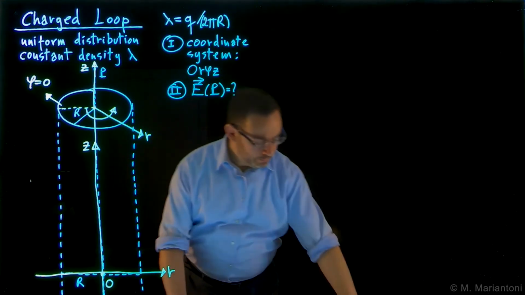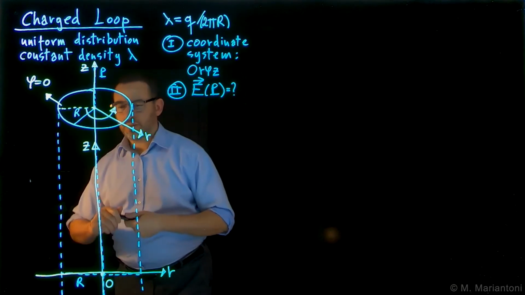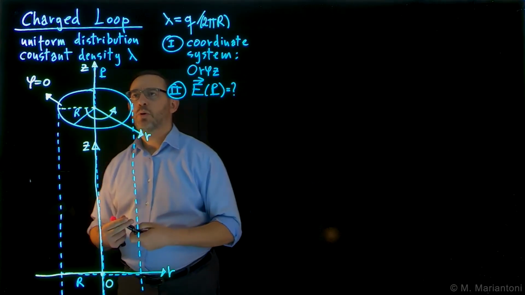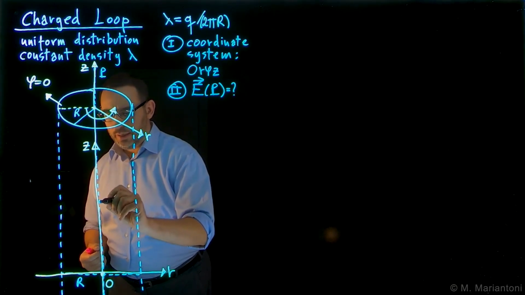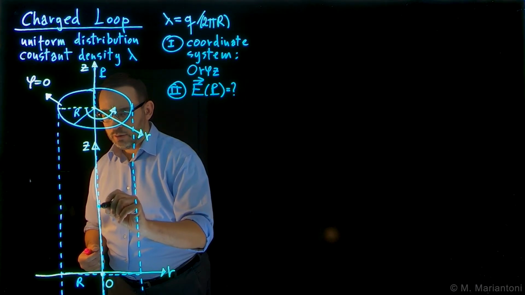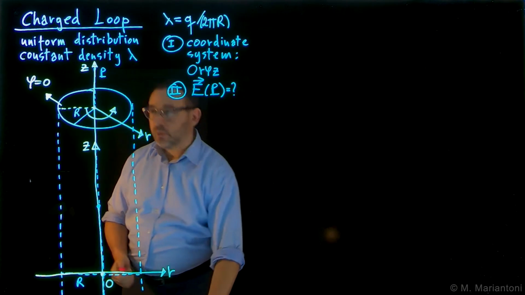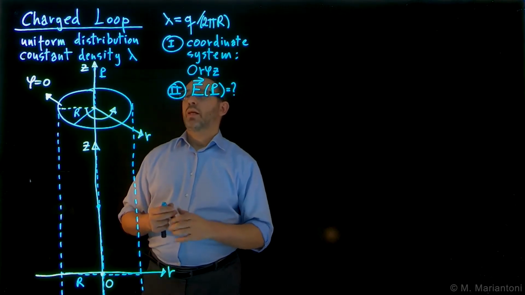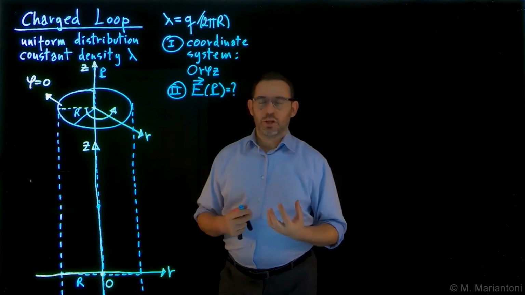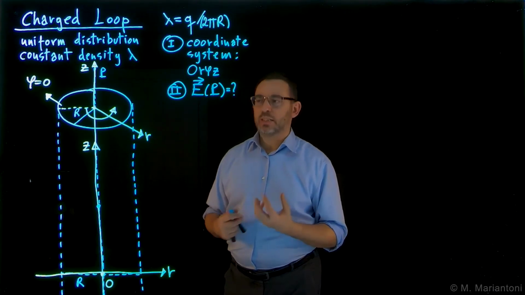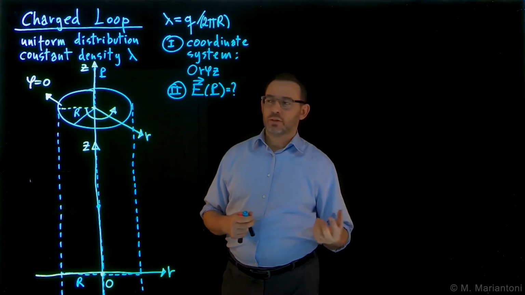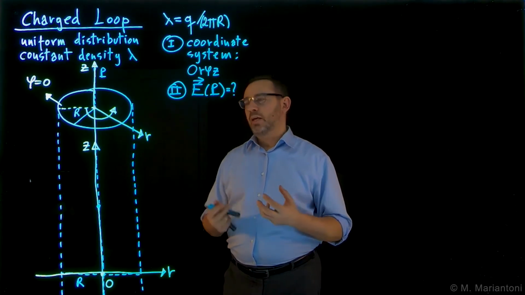Okay, so in order to do that, let's do this in red as always. So let's pick our point capital P, let's say somewhere here. This is our point capital P. Now we know from Coulomb's law that, okay, now we have a continuous charge distribution. So how do we proceed? In the case of a discrete set of charges, it was kind of simple.